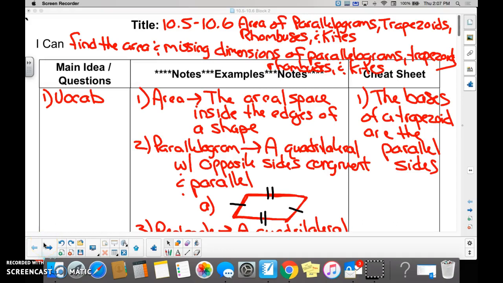10.5, 10.6: area of parallelograms, trapezoids, rhombuses, and heights. I can find the area and missing dimensions of parallelograms, trapezoids, rhombuses, and heights.